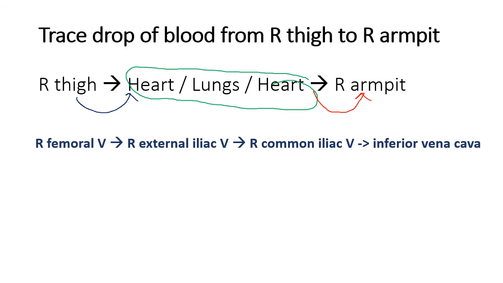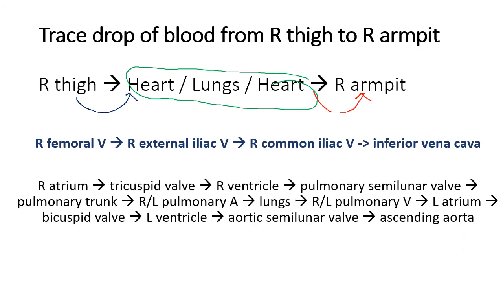So this is part one of the trace. This is how you would get from your right thigh to your right atrium. Hit pause again and see if you remember the whole heart, lungs, heart thing. So here I've animated it in for you.